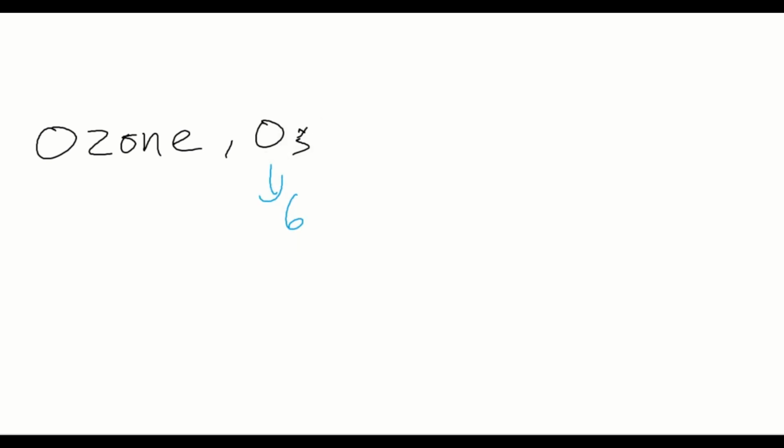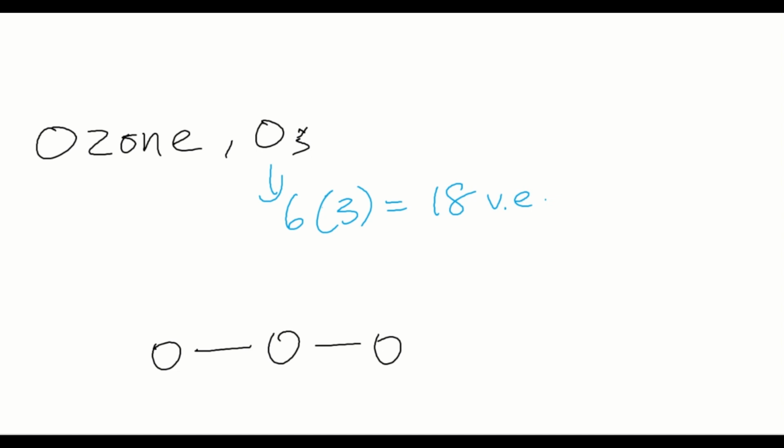So oxygen has 6 valence electrons. There's 3 of them, so we have a total of 18 valence electrons. It doesn't matter which one you put in the center because they're all the same element, but O, O, and O. We need to connect these atoms with a bonding pair, otherwise we wouldn't have a molecule. That uses up 4 of our electrons, so we are down to 14.